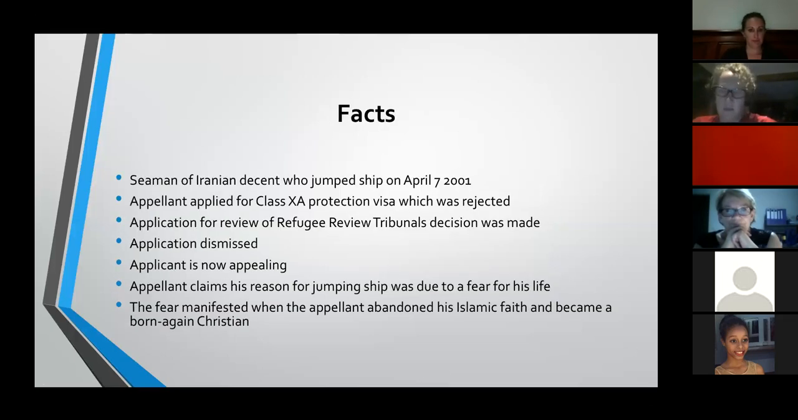The facts of this case are as follows. This case concerns a seaman of Iranian descent who, on April 7, 2001, jumped ship at Port Kembla while on the vessel in which he was serving. The appellant applied for a Class XA protection visa, which was rejected. The appellant applied for the decision to be reviewed by the Refugee Review Tribunal. The application was dismissed. The applicant is now appealing. The appellant claims his reason for jumping ship was due to a fear for his life. This fear manifested when the appellant abandoned his Islamic faith and became a born-again Christian.